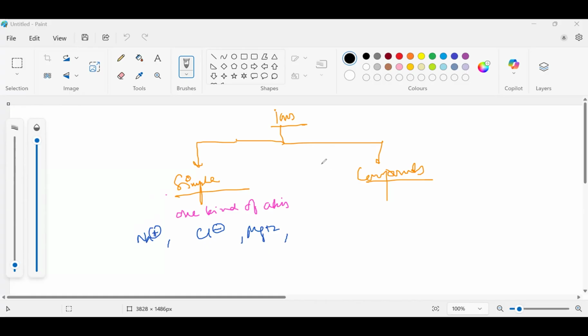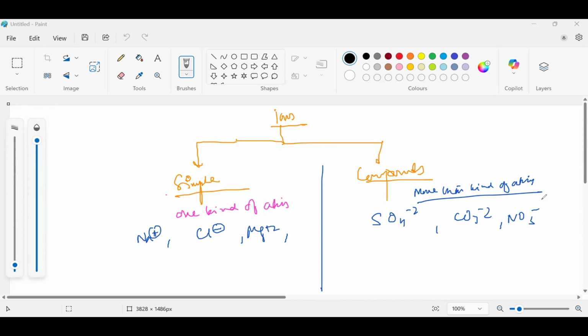Now, what are compound ions? Compound ions are those which contain, tell me, more than one kind of atoms. And they behave like a single unit, right? Sulfate, SO4 2 minus. Carbonate, CO3 2 minus. You can write this down. Nitrate, NO3 minus. You have to memorize this, because sulfate, carbonate will be coming in the exam.